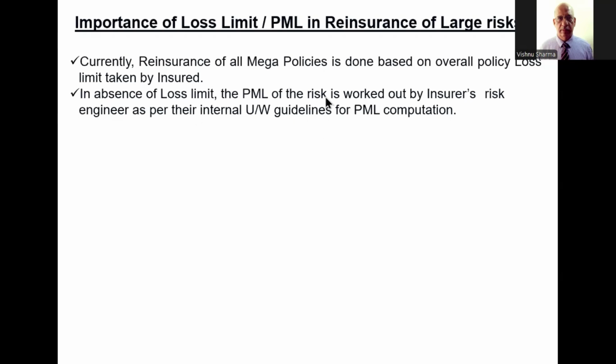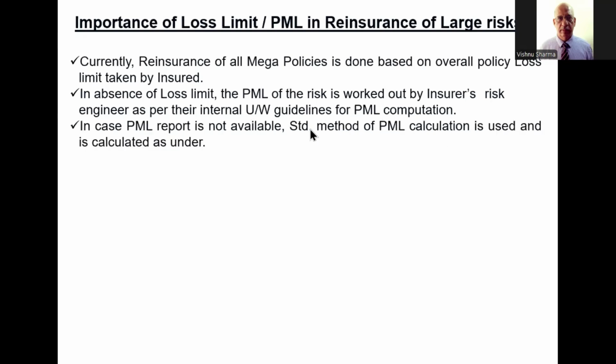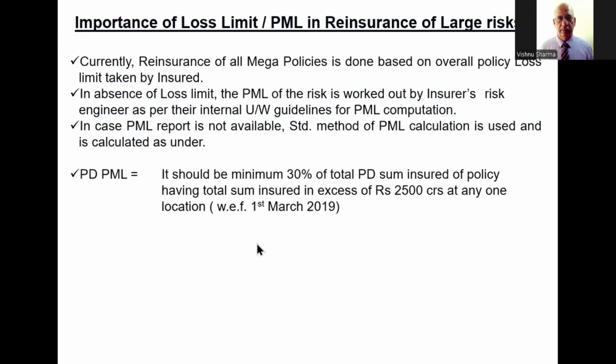This is what is written. The PML of the risk is worked out by the insurer's risk engineer as per their internal guidelines for PML computation. Or if the PML report is not available, then a standard method of PML calculation is used, and in case of large risk, it says 30% of PD sum insured. It was changed with effect from 1st of March 2019. So in case the sum insured is in excess of 2,500 crores, it is 30% of PD sum insured.